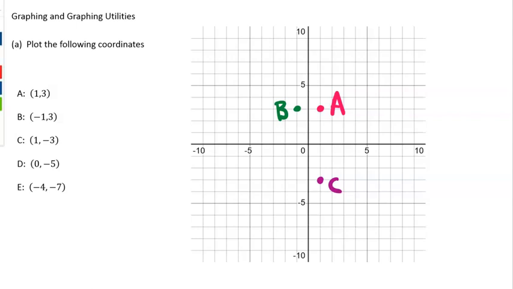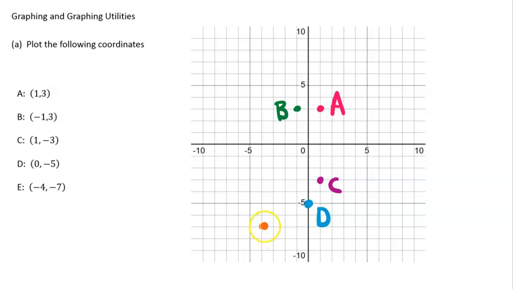D, 0, negative 5. So 0, negative 5. 0 means I don't go left or right whatsoever, and then I go down to negative 5. That's my D value. And then finally E, negative 4, negative 7. I'm having to change colors as we go through here, and I want one that I haven't used. How about orange? So negative 4 right here, but remember, don't make a point there. Always go down to or up to the y value, and there's negative 7. Just got to be very careful with these.